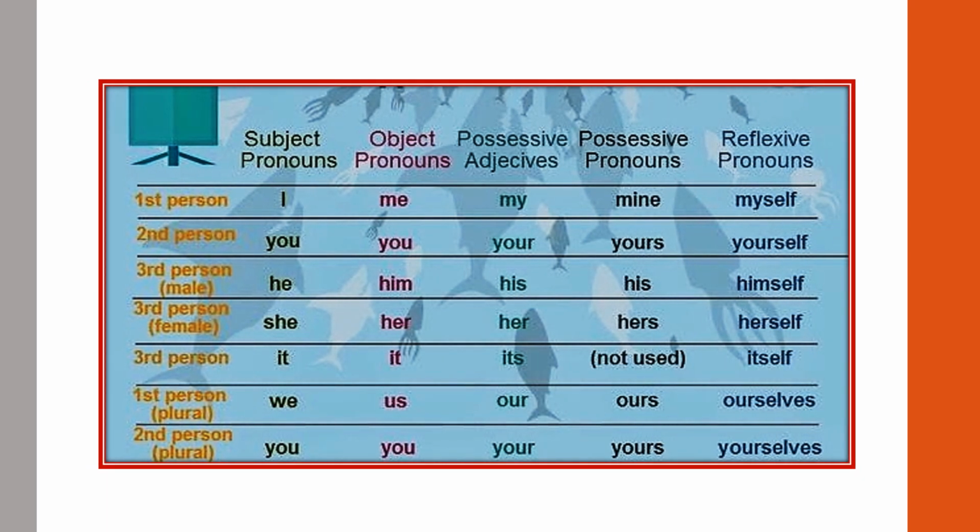Now, this table shows you subject pronouns, object pronouns, possessive pronouns, and reflexive pronouns in one table itself. And here we have possessive adjectives which are not pronouns, but just to show you the difference: my book is a possessive adjective, but mine, as in the book is mine, is a possessive pronoun. So adjectives do not come in this table. It is just there so you do not make the mistake between possessive adjectives and possessive pronouns.